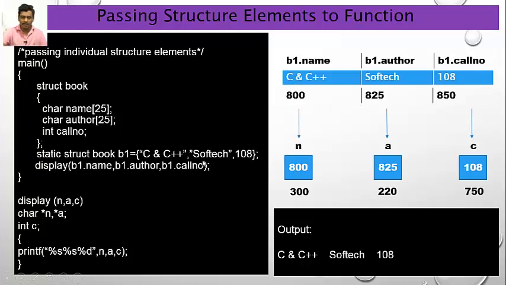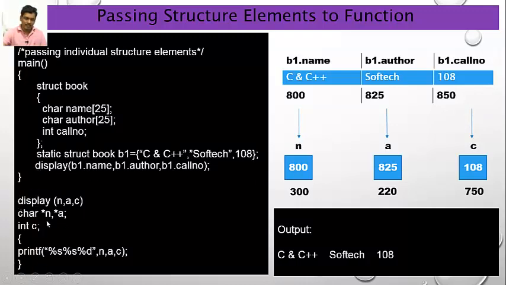So the C and C++ is assigned to b1.name. Then b1.author, the soft text is assigned to b1.author. So the 108 is assigned to b1.call number. Display is a function. We pass 3 arguments. Those arguments are elements of the structure: b1.name, b1.author, b1.call number. Already we stored 3 values in the 3 elements. That is, b1.name is C and C++, b1.author, b1.call number. We pass 3 elements to the display function. This is the function call.